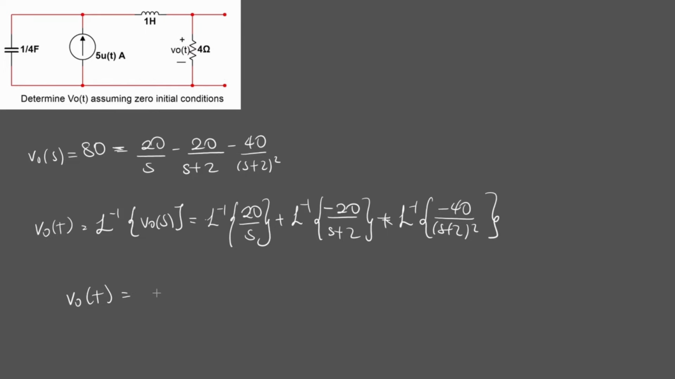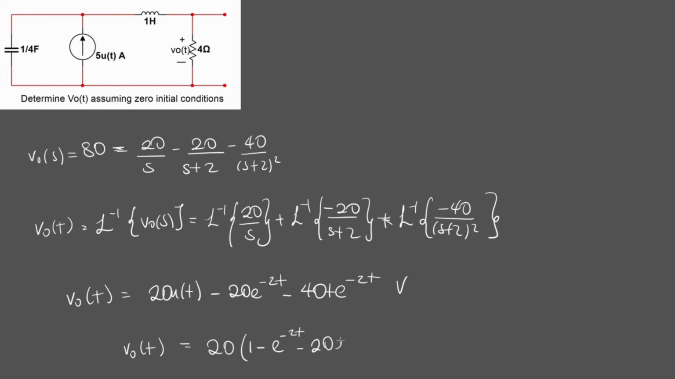is going to equal, this is 20 over s, 20 of t. There's going to be minus 20 e to the minus 2t, minus 40t e to the minus 2t volts. If you want to factor and look cool, what can we bring out? We can bring out 20. Then we'll take out minus t. So that's 20 times (1 minus e to the minus 2t minus 2t e to the minus 2t) volts. Ta-da!